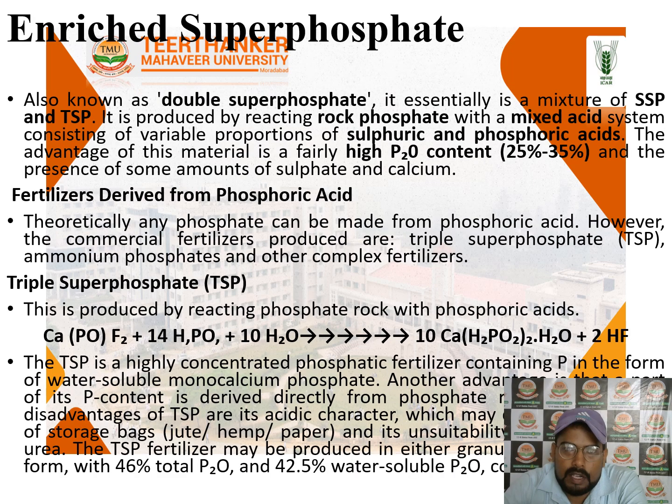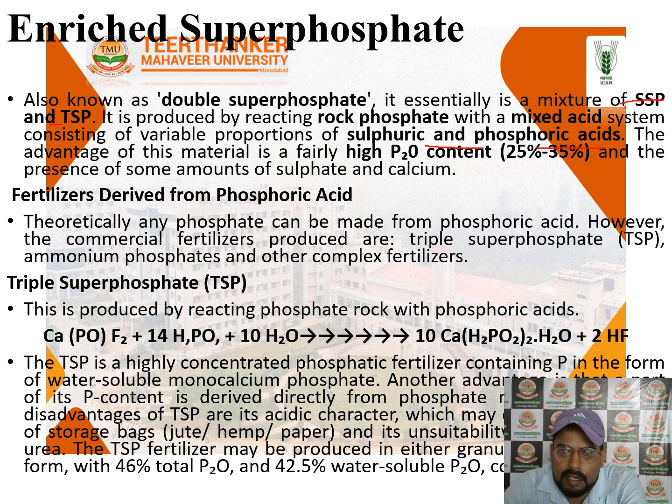Enriched superphosphate means a high content of phosphate or availability in these fertilizers. Also known as double superphosphate, it is a mixture of SSP and TSP. It is produced by reacting rock phosphate with an acid system containing variable production, sulfuric acid and phosphoric acid. The advantages of these materials are a fairly high phosphorus content and the presence of some amount of sulfate and calcium, in fertilizer derived from phosphoric acid.